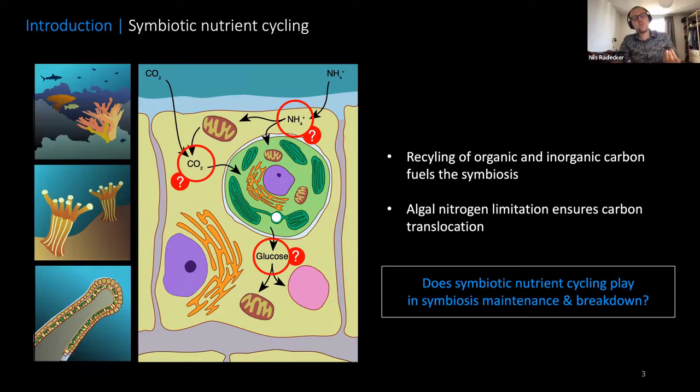And so the question is now, if this is the key to the ecological success of the symbiosis, what role does symbiotic nutrient cycling play in the maintenance and consequently in the breakdown of the symbiosis during climate change? And so that's the two components that I want to talk to you about today. First, the maintenance in the stable state, and then secondly, the breakdown during heat stress.